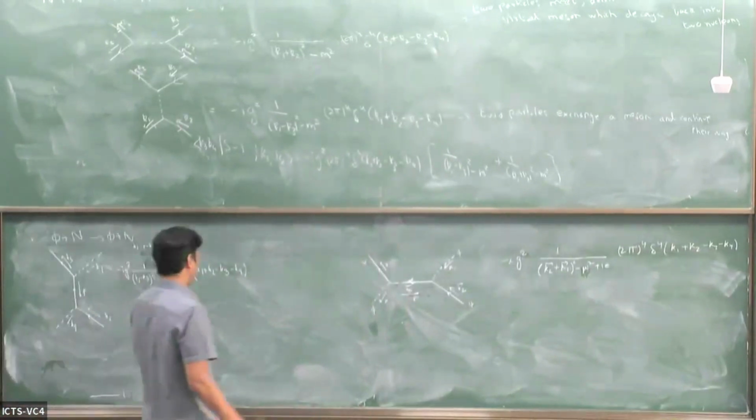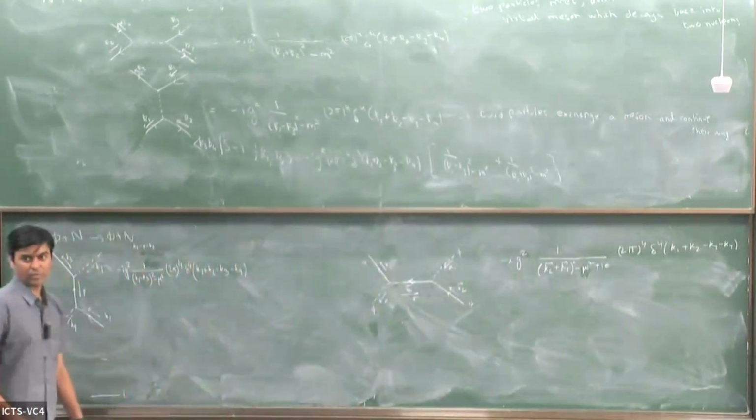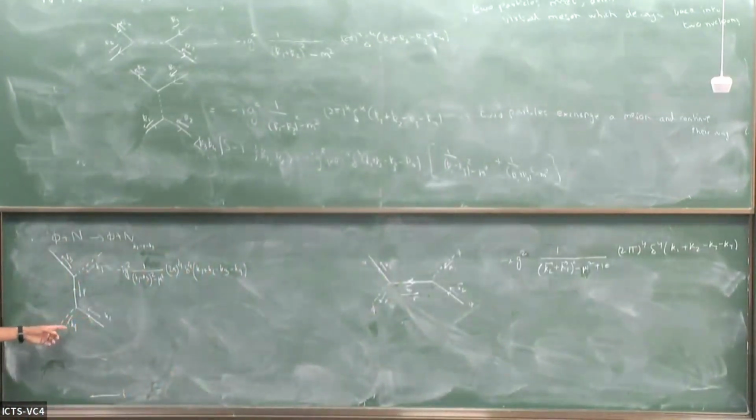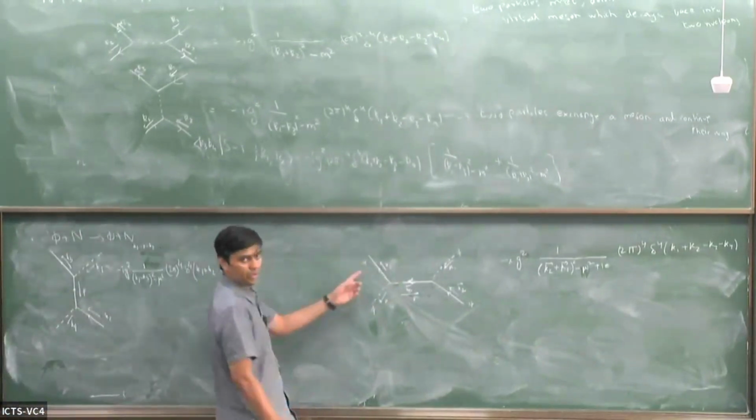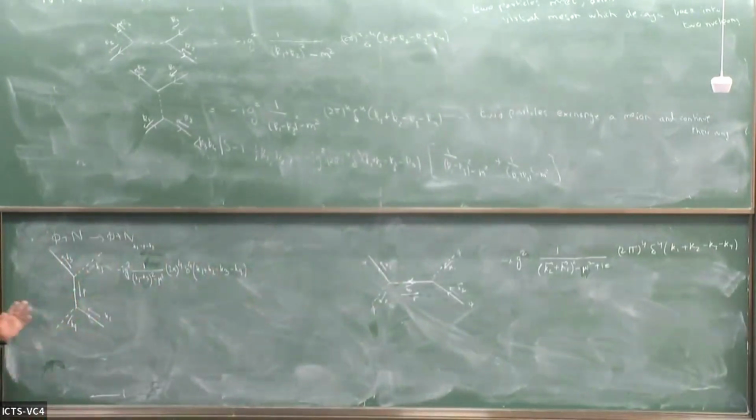So this was K4. Sorry, guys. The two of you marked the arrows differently. Okay. So the outgoing meson had momentum K4. I didn't notice it. I should have noticed it. And the outgoing nucleon had momentum K3. Okay? And you're not allowed to interchange them.